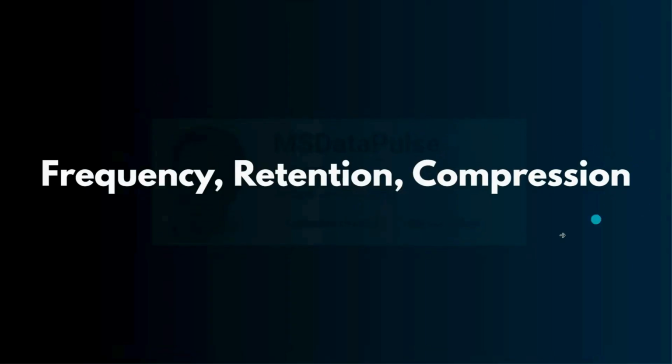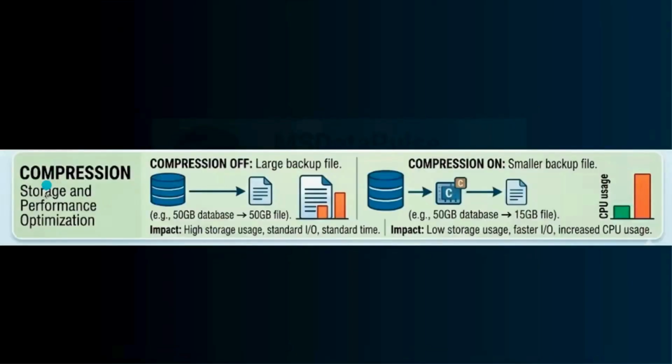Now we have the compression. So why do we use compression? When we use compression, your database backup size will be decreased, but it comes with a trade-off: if you are using compression, the CPU utilization will be high for that particular time, because compressing the backup is a CPU intensive operation. So compression is just a storage and performance optimization.